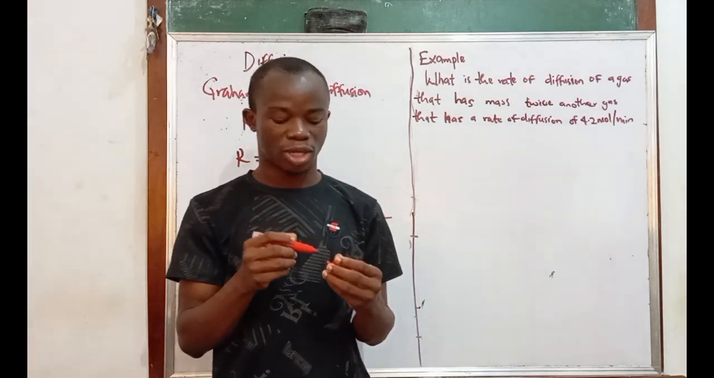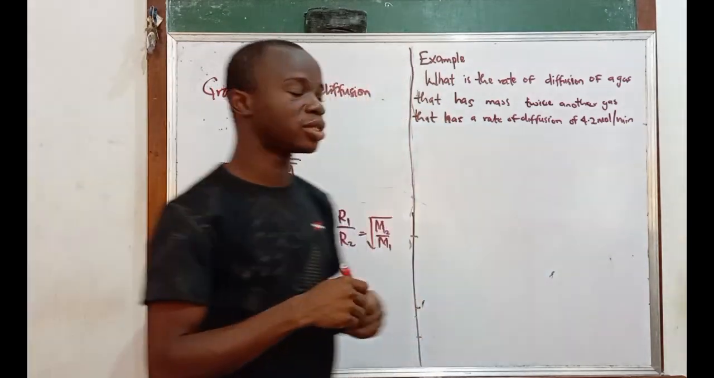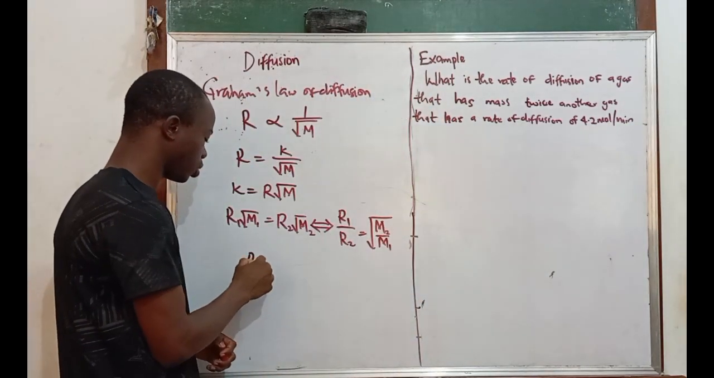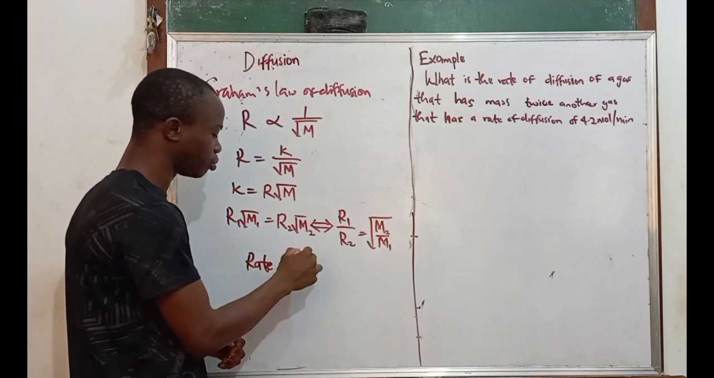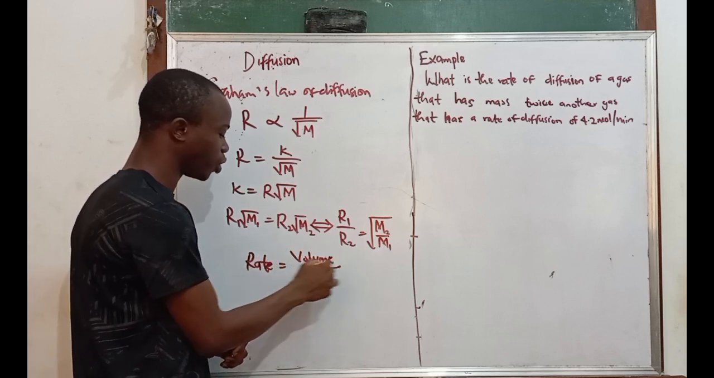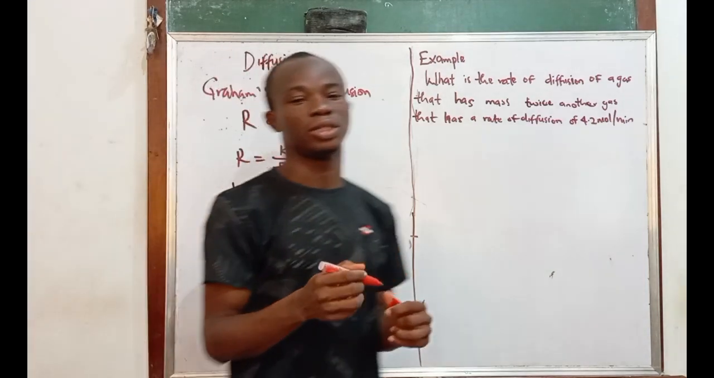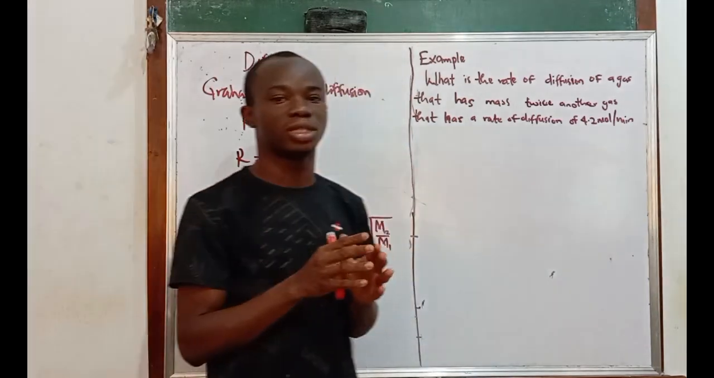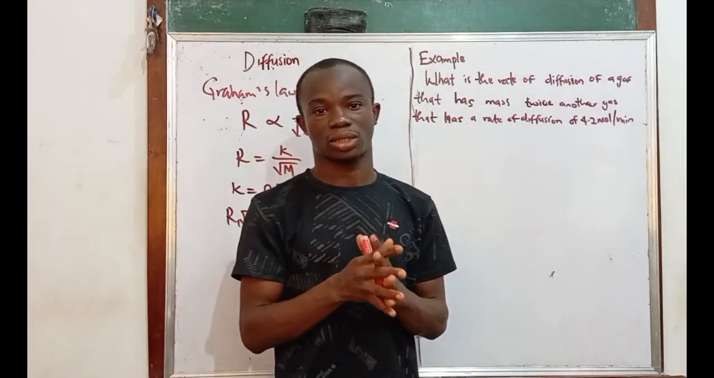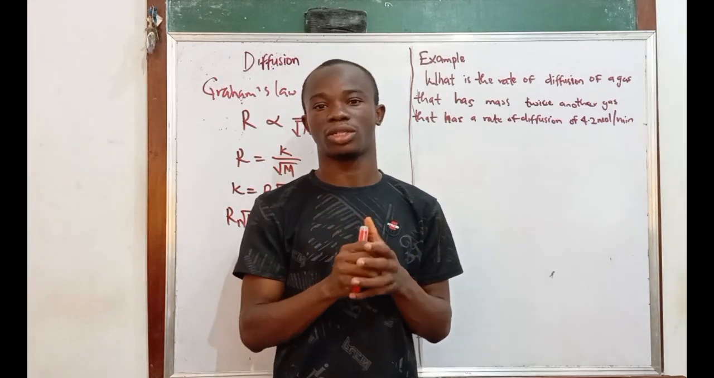But because the rate of diffusion can also be written in terms of volume and time, that is, rate of diffusion equals change in volume over change in time, in some cases we can always relate volume and time to the relative molecular mass.